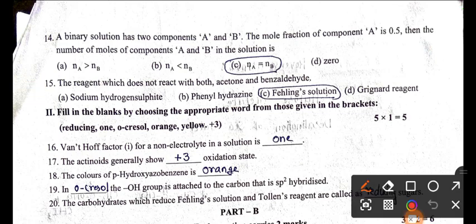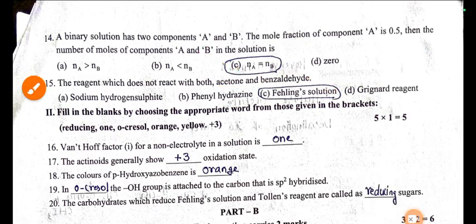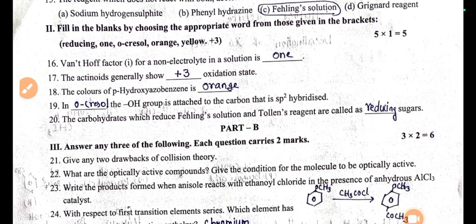12th question, a binary liquid has two components A and B. The mole fraction of component A is 0.5, then the mole fraction of component B is also 0.5. So in that case, the number of moles of solvent is equal to the number of moles of solute. So option C is the right answer. And the reagent which does not react with both acetone and benzaldehyde is Fehling solution. Fill in the blanks also, correct answers I have marked.